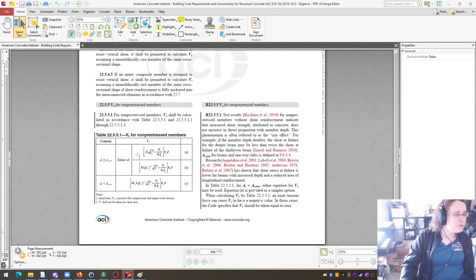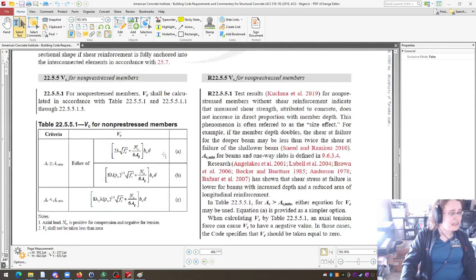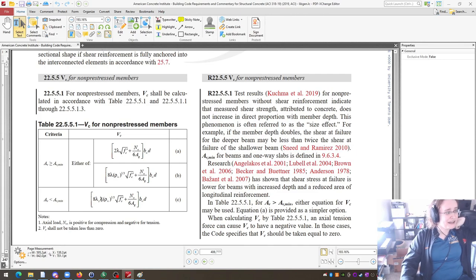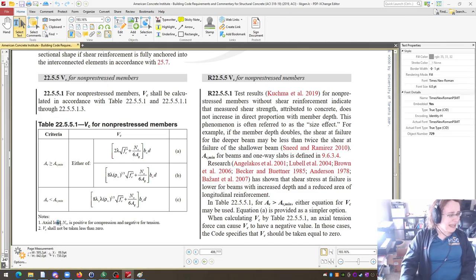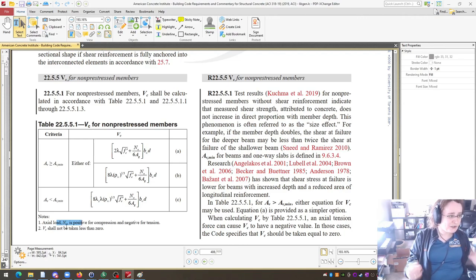22.5.5.1. Now, in class, we looked at a simplified version of this, which is just 2 times lambda times root f prime c. So this is a slightly different variation of that. Now, Nu deals with axial load, and that's if you have axial load present in your slab, if you're dealing with a combination of shear and axial load, especially if you have a beam column or something like that. This is not going to be the case here. We just have a simple slab that doesn't have any kind of axial load compressing it, so we don't need to worry about this Nu over 6Ag term.